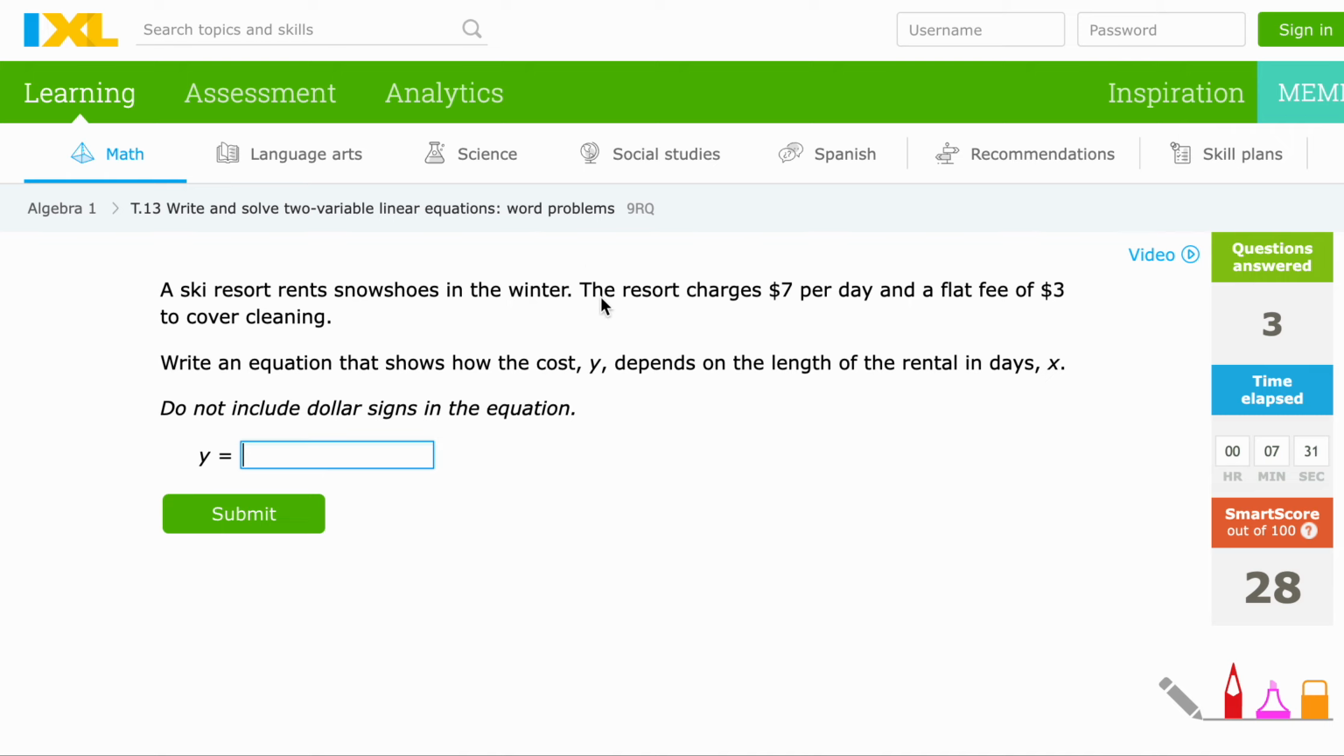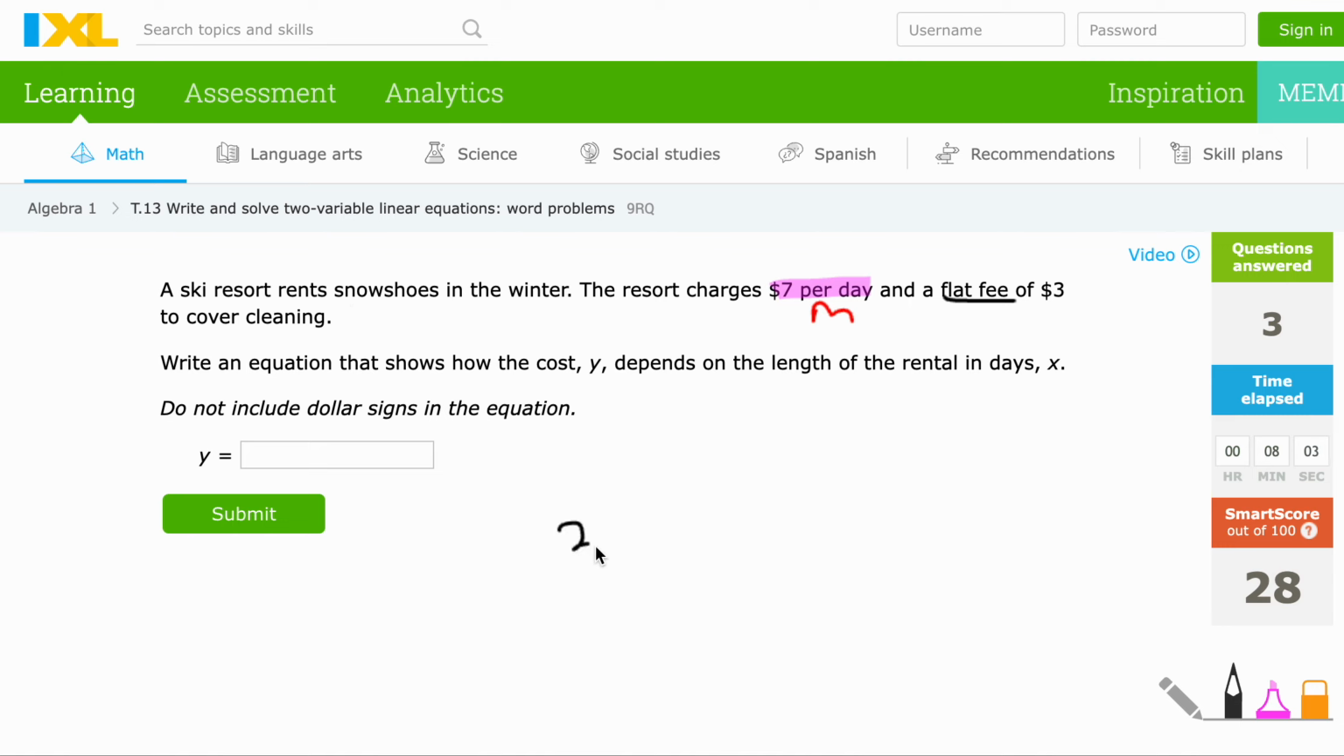Okay. So just real quick, this says the resort charges $7 per day. So that word per, right? Per day, that's going to be our rate. That's going to be our M here. Okay. And a flat fee of $3 to cover cleaning. So that's a flat fee. That's what you pay no matter what, right? $7 per day. But even if you don't stay any number of days, you still have to pay this flat rate fee when you start. So it's $3 initially, right? And it's $7 per day.